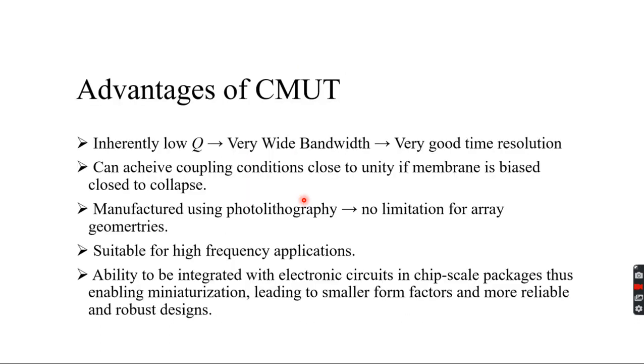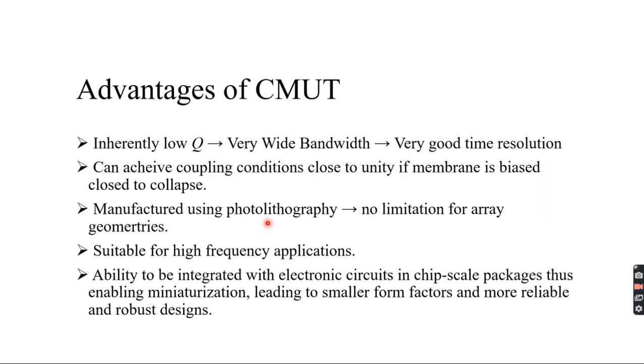Some of the advantages of CMUTs are, according to the architecture of CMUTs, they are inherently low-Q devices, which translates into very wide bandwidth response, which also means very good time resolution when it comes to image formation. CMUTs can achieve coupling conditions close to 100% if the membrane is biased close to the collapse, as compared to their counterparts, piezo ceramic transducers. CMUTs are manufactured using photolithography, standard IC-based processes.